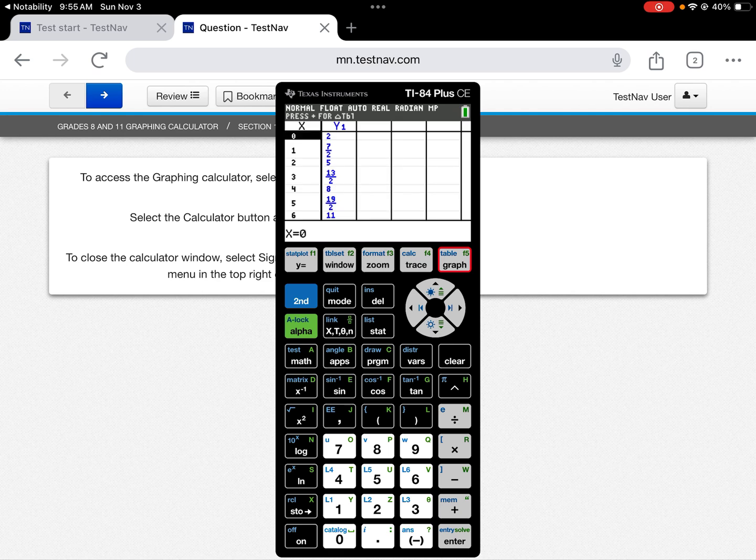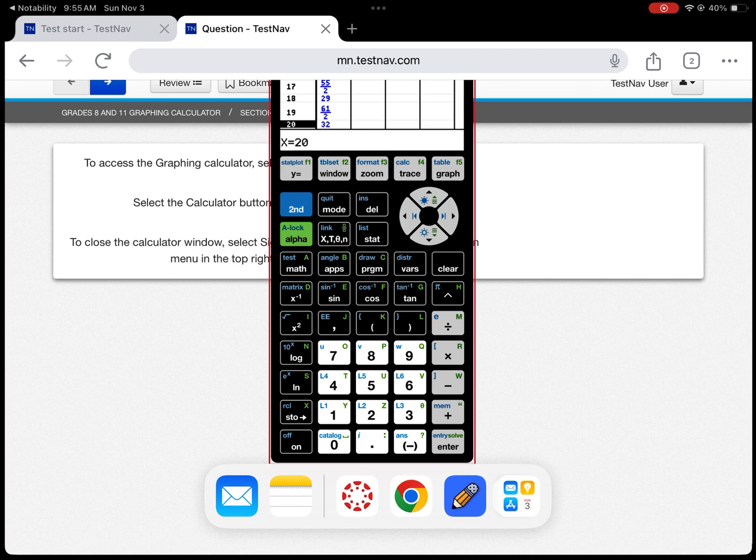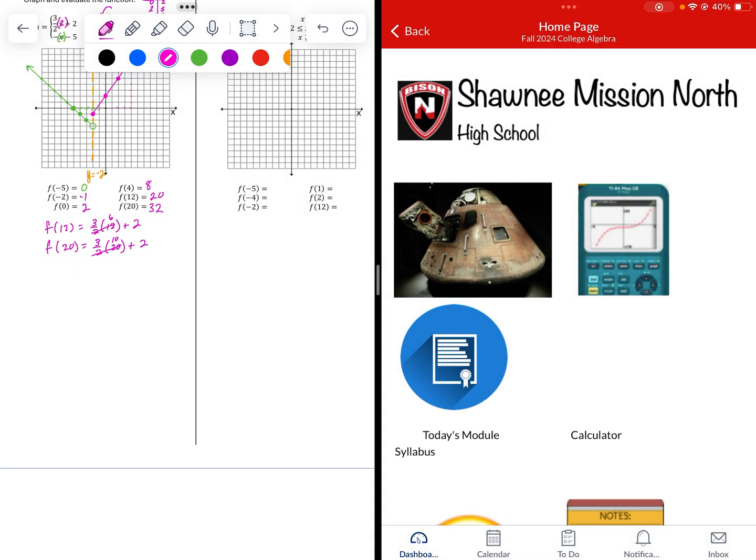But I only want the table, and I only want the table from -2 larger. So -2 is 1. So there are all my evaluations. So if I wanted to evaluate 12, I get 20. If I wanted to evaluate 20, I got 32. Is that what I got when I did it? Yes, it is.